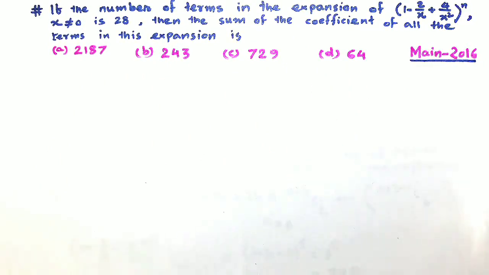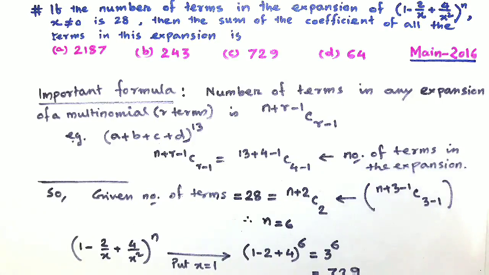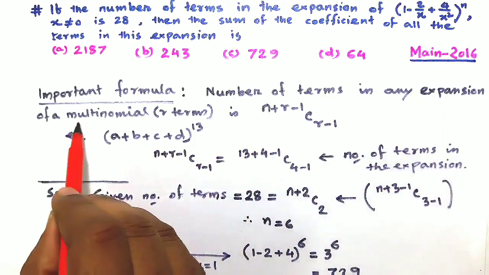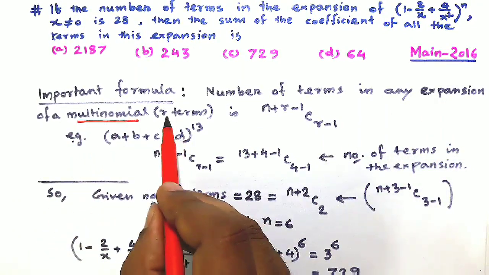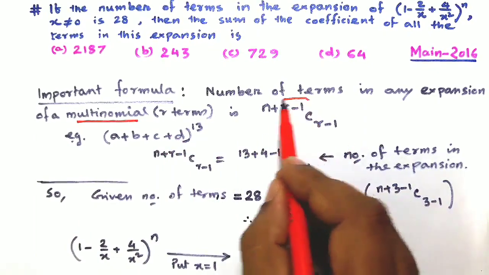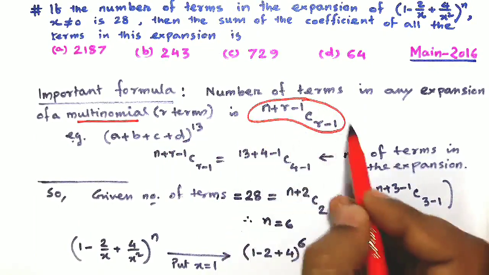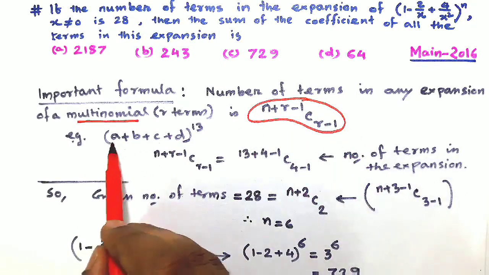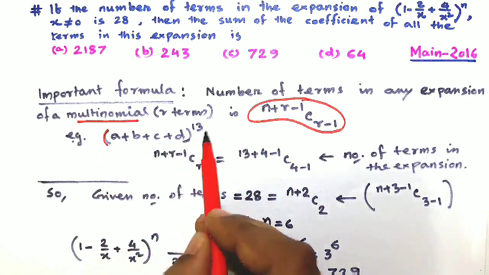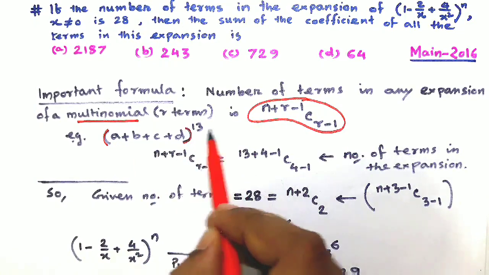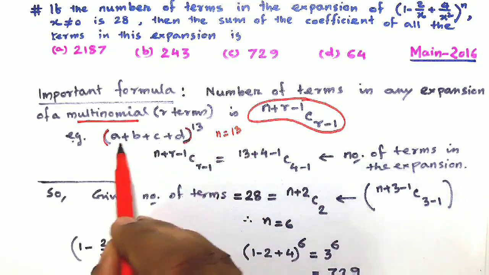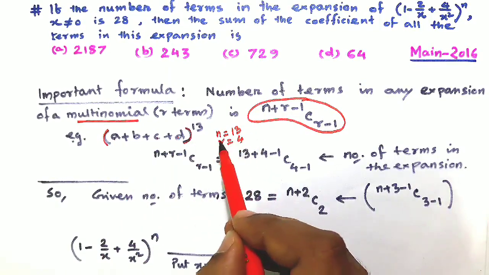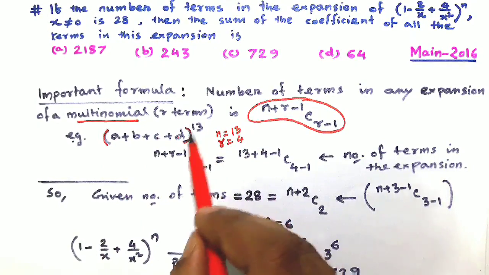First of all, friends, I shall give you a very important formula. The formula is: the number of terms in any expansion of a multinomial where there are r terms is n plus r minus 1 c r minus 1. Please remember this formula. As an example, we take a plus b plus c plus d whole power 13. Here n is equal to 13, and r is equal to the number of terms, 1 2 3 4. So r is equal to 4 and n is equal to 13.